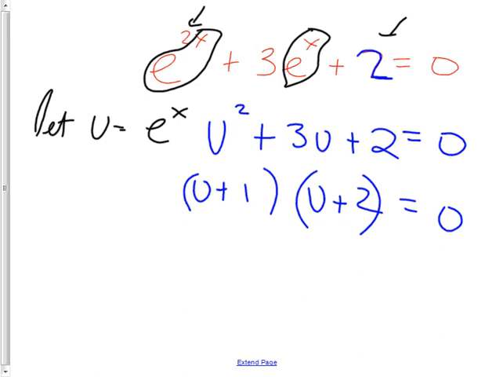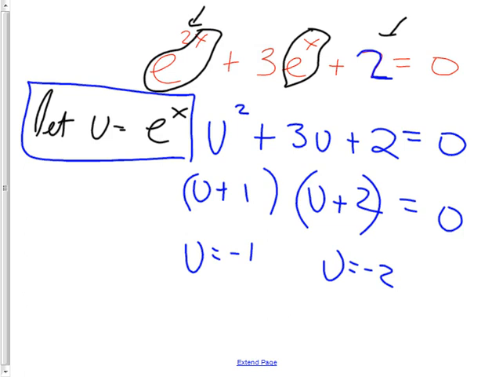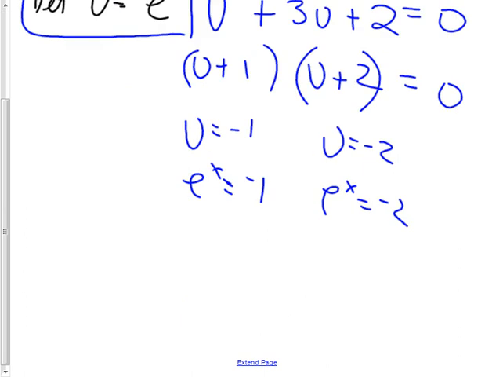Because the answer, yeah, it comes out to u equals -1 and u equals -2, but that's not it. That's not the end of the story. Because it was a u substitution, you've got to resubstitute that u back in as an e to the x. And can you stop there? No. That's a common mistake. I don't understand why people stop there. The point is to find the answer, and it's not done yet. The x is not alone.